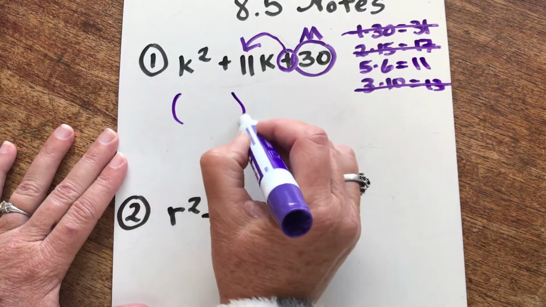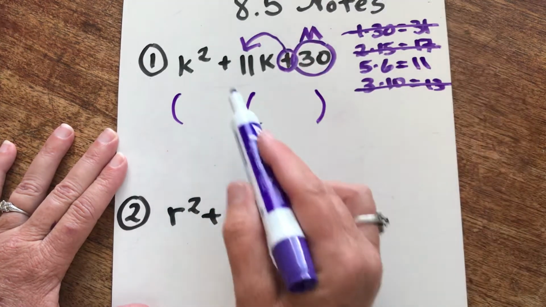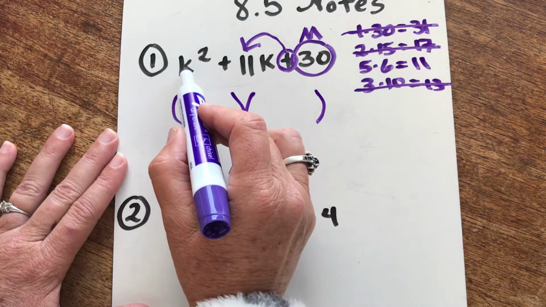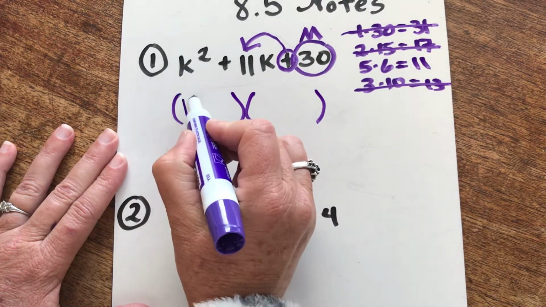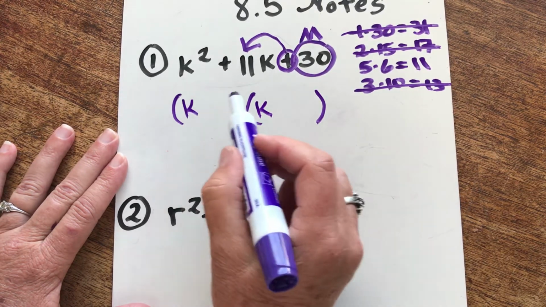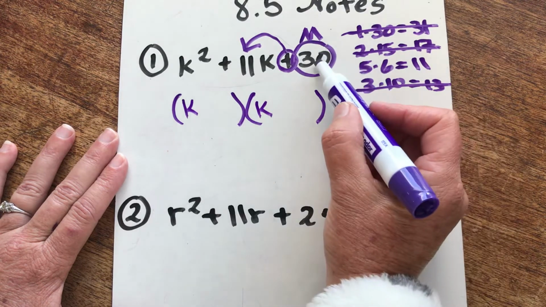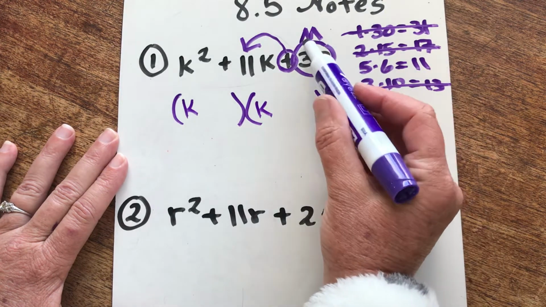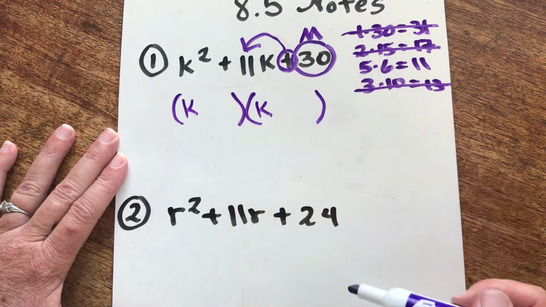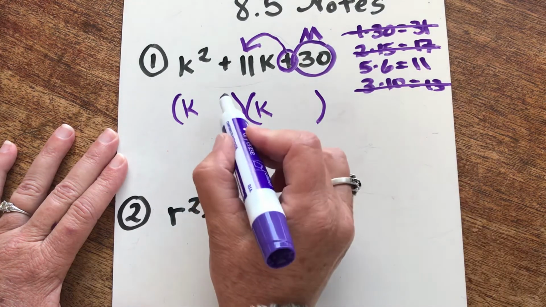So let's set up our parentheses. Everything I've shown here is the work I'm looking for. So what 2 things multiply to give me a k squared in the front? That's k times k. You don't believe me? Let's check. K times k is k squared. Checks out. Now what 2 factors multiplied to give us 30 but also added to give us 11? They were 5 and 6. You can put them in whatever order you want.